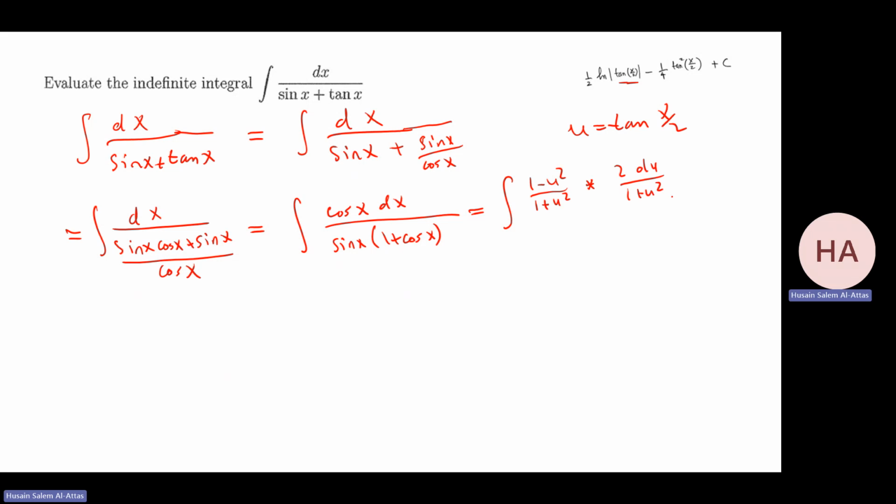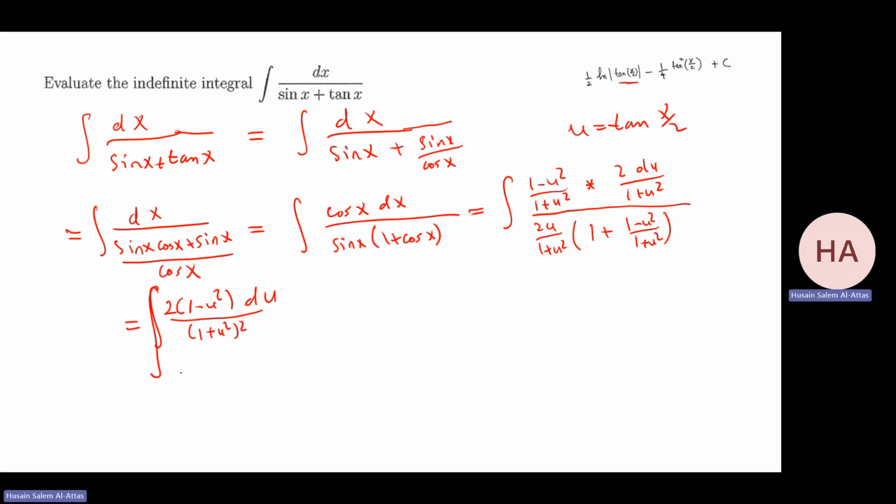1 plus u squared. Sine x is what? 2u over 1 plus u squared. And this is 1 plus (1 minus u squared) over (1 plus u squared). Okay, do the calculation. I have what? 2(1 minus u squared) du over (1 plus u squared) all squared.